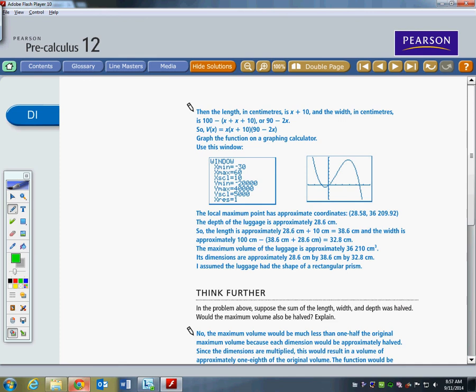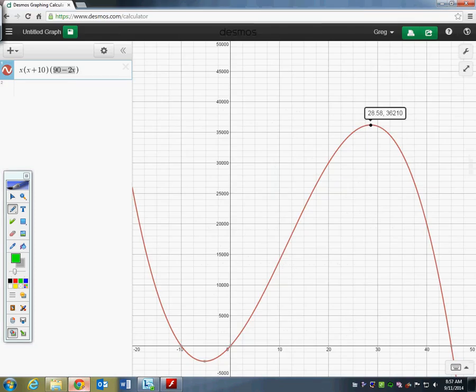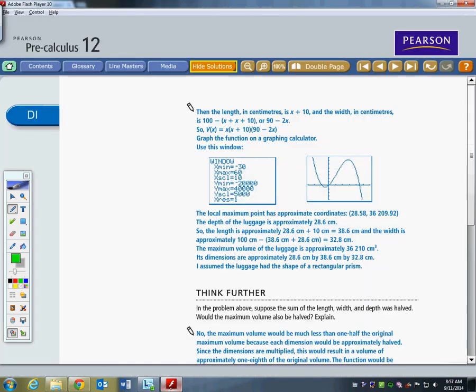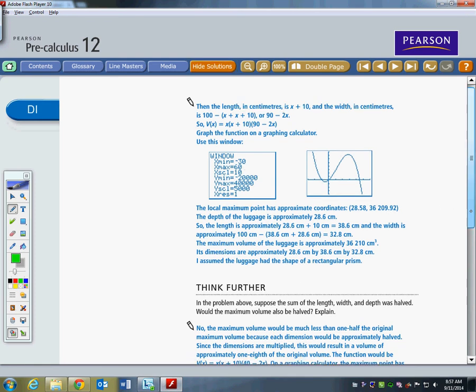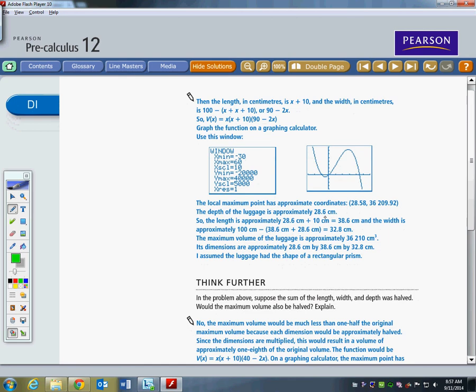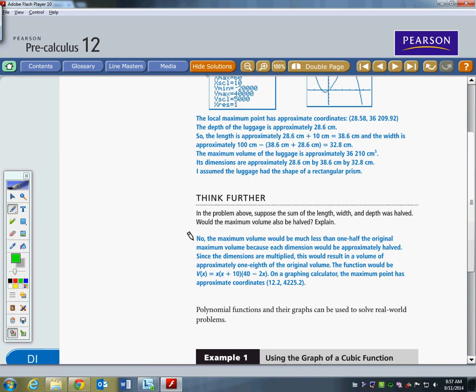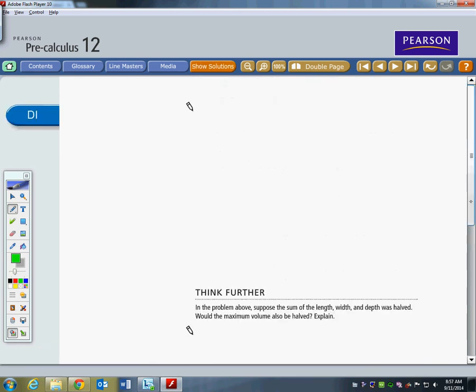36,209. 36,210. Interesting how Desmos rounded it off, and the TI-83 gave us more decimals. So the depth of the luggage is approximately 28.6, and then they figure out the other dimensions from that. Okay, hide the solutions here.